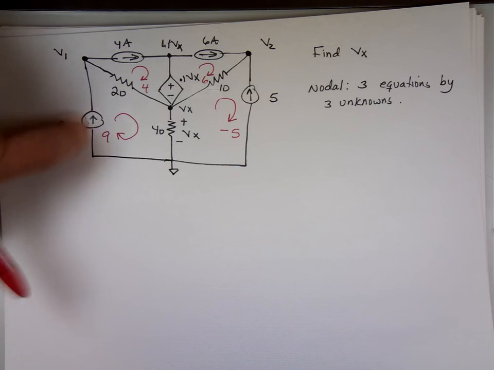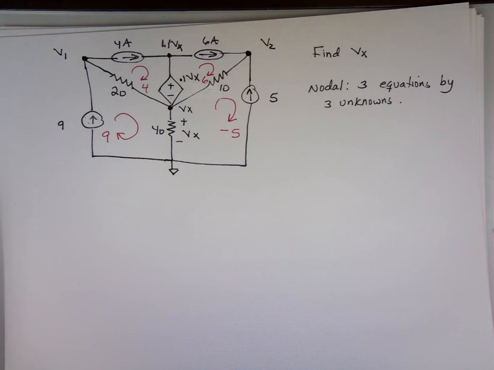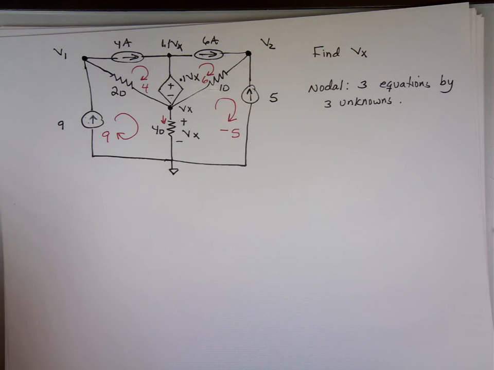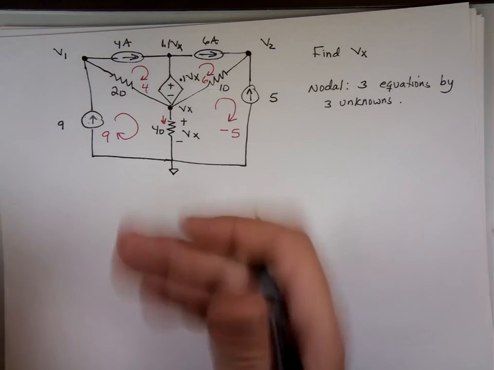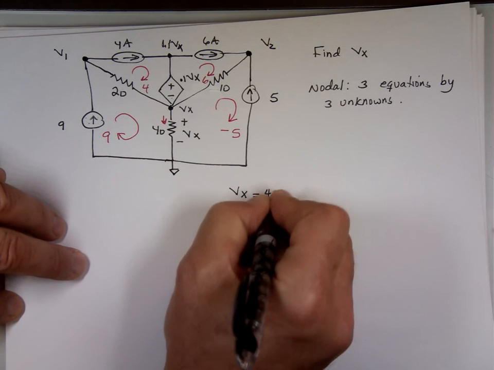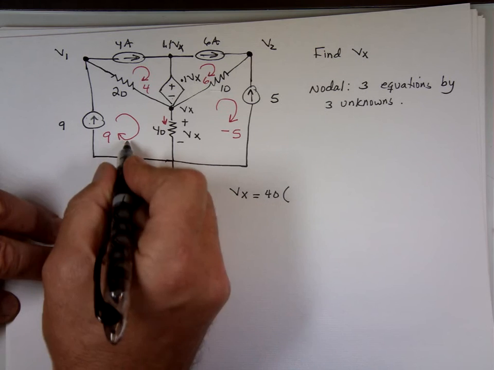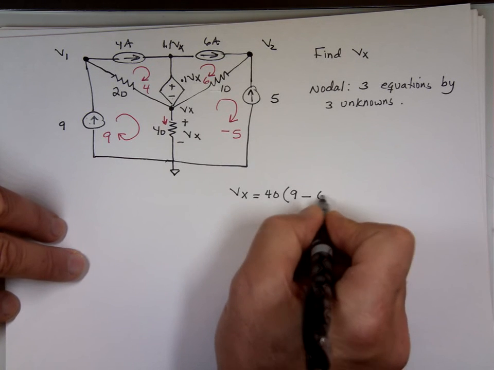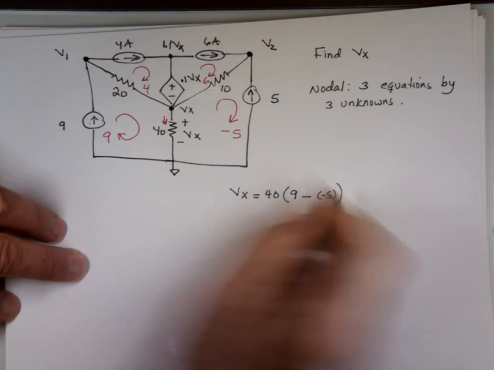So in this case, what's the voltage Vx? Well, what's the current down here? Because Vx is defined plus on the top, minus. Vx is going to be 40 times the current down. Well, what's the current down? It's 9 minus this current up, which is -5. It's this one minus that one. That's 14.